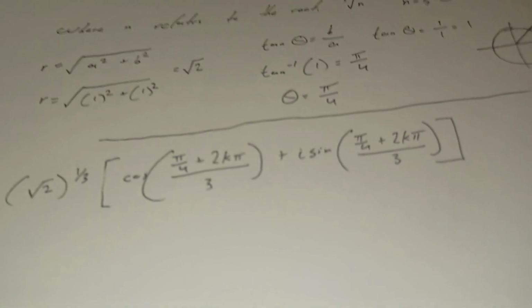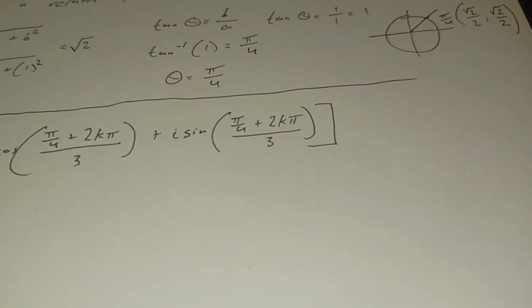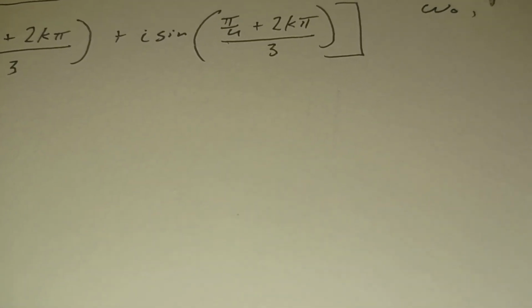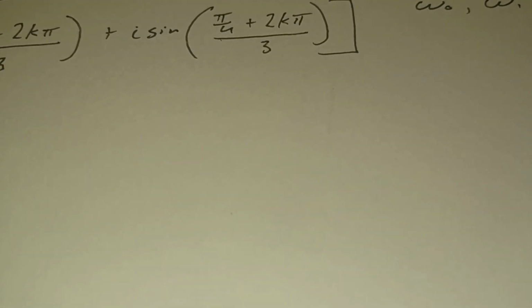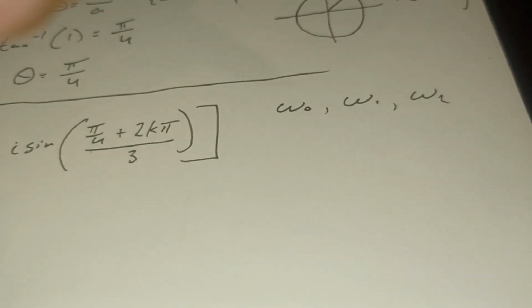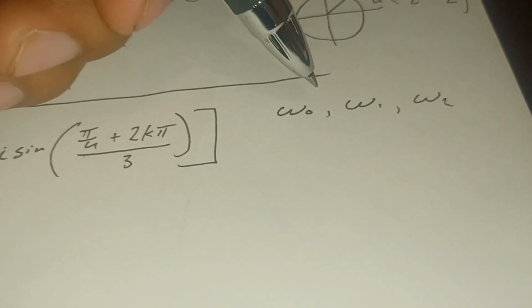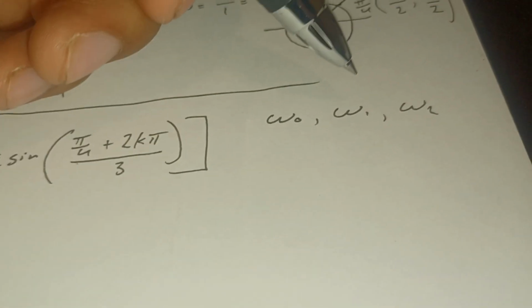So, we want to find the cube roots. What does that mean? We want to find w0, w1, and w2. So we want to find 3 of them. We're always going to start at 0. So w of 0, we're going to find that one, w of 1, and w of 2.